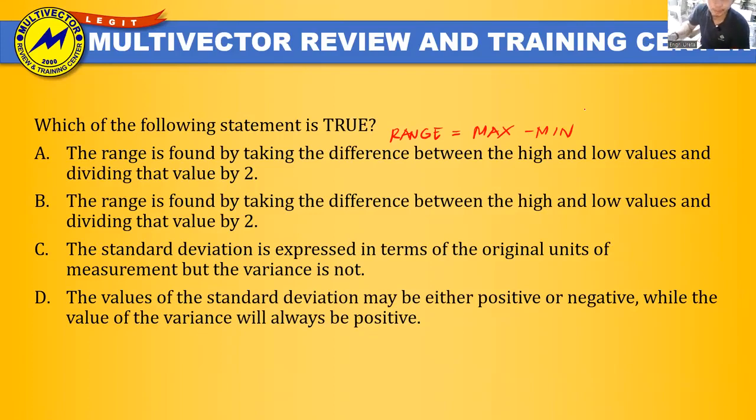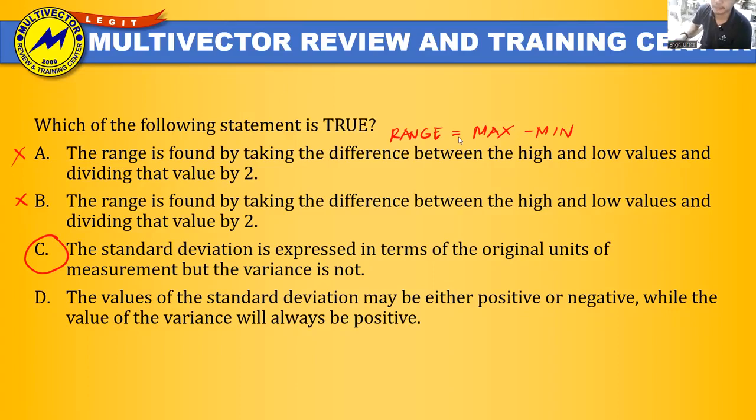So automatic yun ay magiging range natin. Okay? So ibig sabihin this statement is false, no? So hindi natin kailangang i-divide ng 2. Okay? So the range is found by taking the difference. So mali din, no? So hindi natin dinidivide ng 2 yun. Okay? So ang tamang sagot dito is actually letter C, no? So letter C, so the standard deviation is expressed in terms of the original units of measurement, but the variance is not. Okay? So letter C.